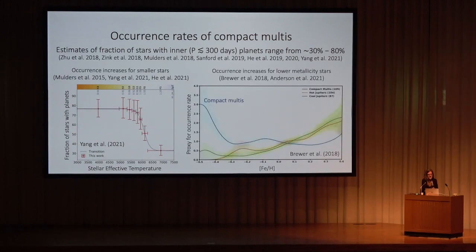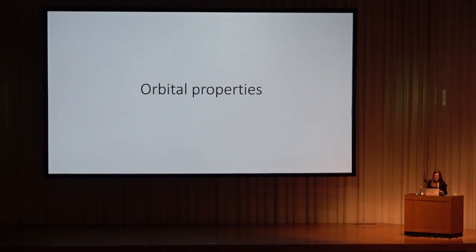And it's also apparent that compact multis appear to be a little bit more common around metal-poor stars, as we can see in this blue curve, which is sort of a proxy of occurrence rate versus stellar metallicity. So I want to now review the orbital properties of compact multis in more detail.